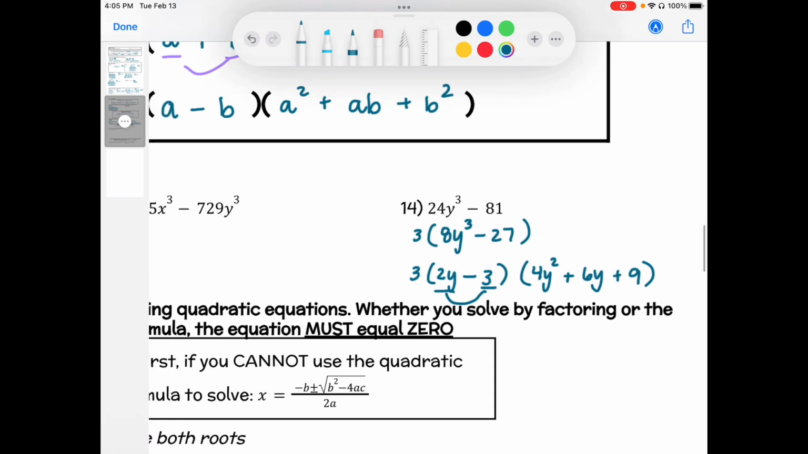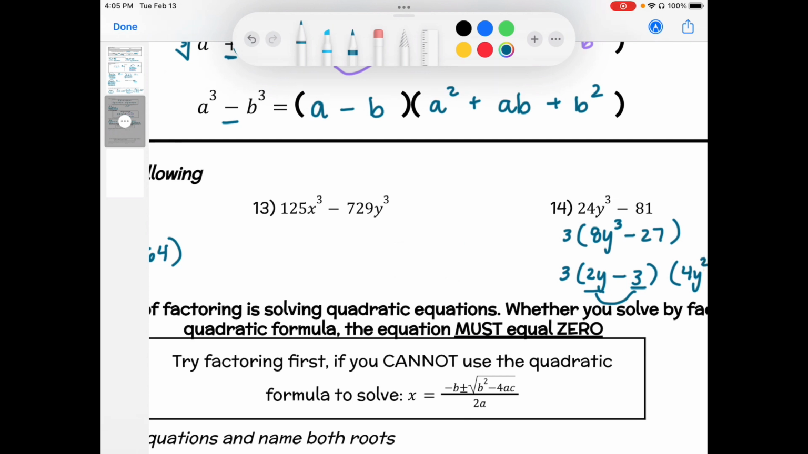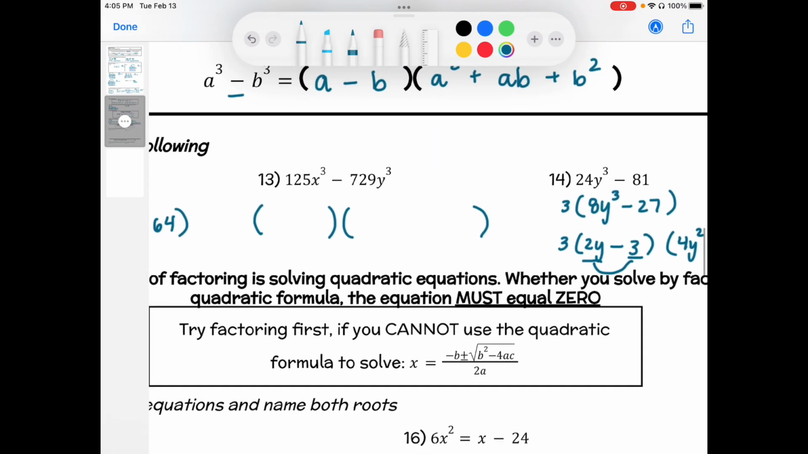All right, so make sure you fill out number 13 on your own. Just take the cube root of both numbers and set it up. So remember, we're just starting here, doing your binomial and your trinomial.